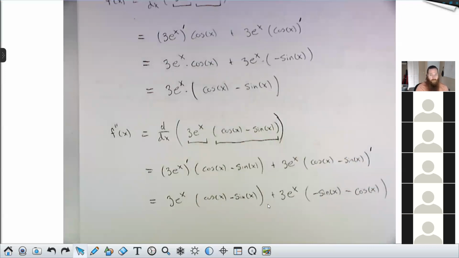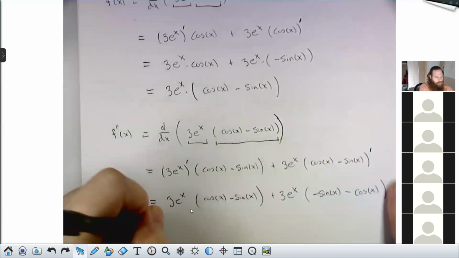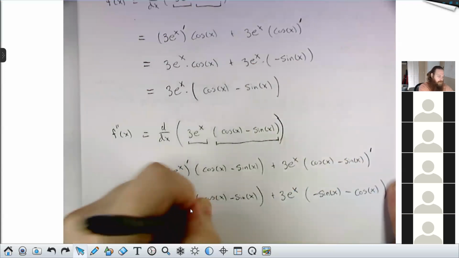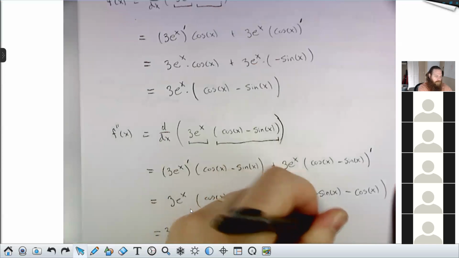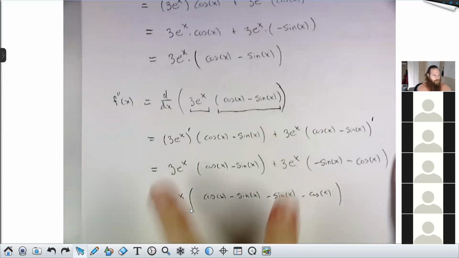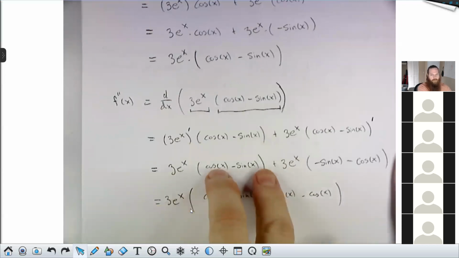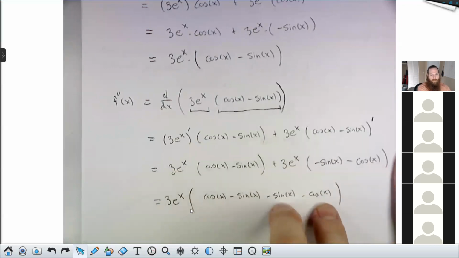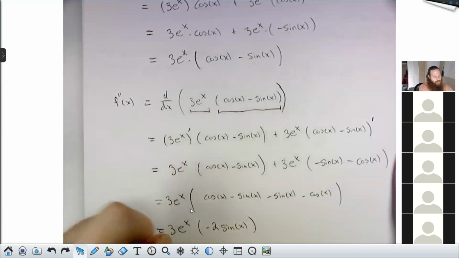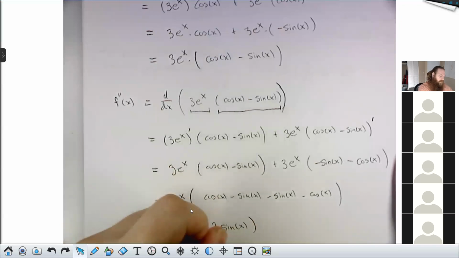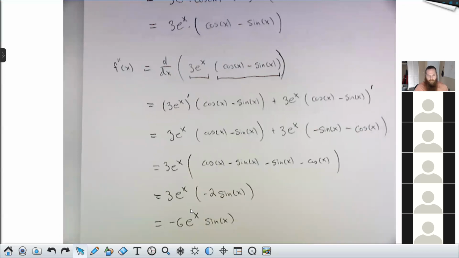But there's actually a lot of cancellation that occurs. You can see this two different ways. You could distribute everything out and then combine like terms, or you could factor again. You could factor 3e to the x out. Let's see what happens if I factor 3e to the x out again. Then in here I'd have cos x minus sine x minus sine x minus cos x. When I pull this term out here, this is left and this is left. The cosines eat each other up and I just have negative two sine x. So this is 3e to the x times negative two sine x. And when you multiply three and negative two, you get negative six. So that's negative six e to the x sine x, like this. And that's job done here.